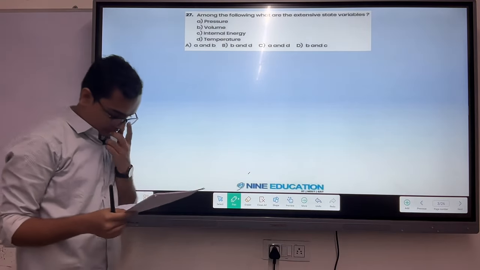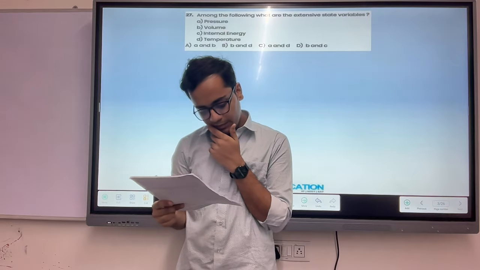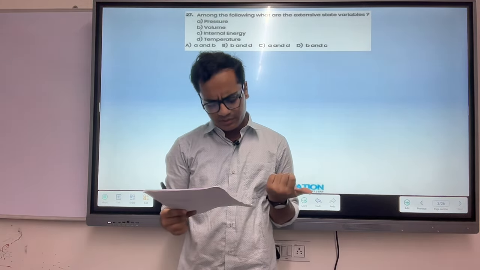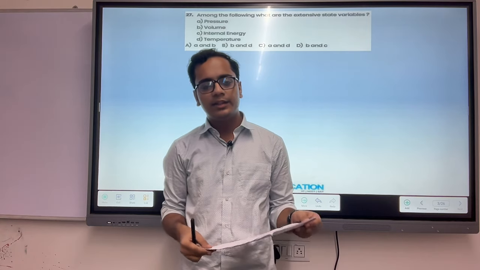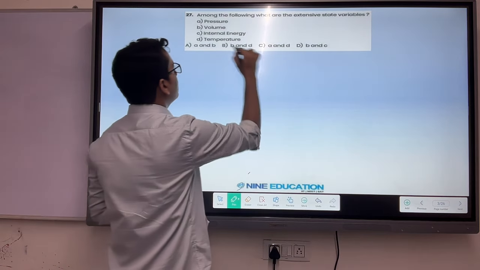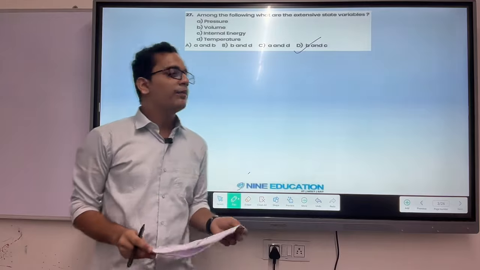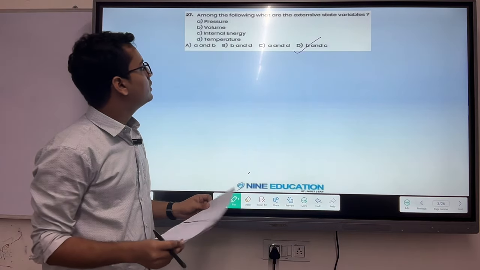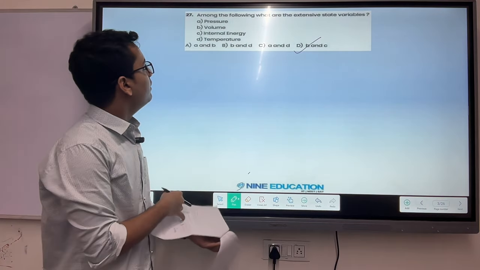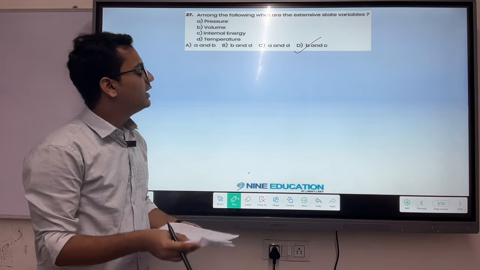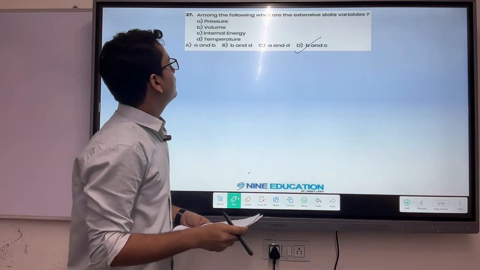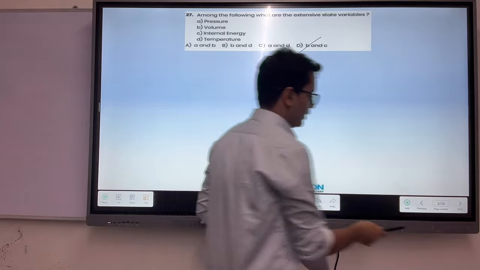Next one. Which of the following are extensive state variables? Theory based question. Volume and internal energy. So volume and internal energy, option B and C. If you can add the variable directly, they are extensive. So volume and internal energy can be directly added. That's why they are extensive variables.